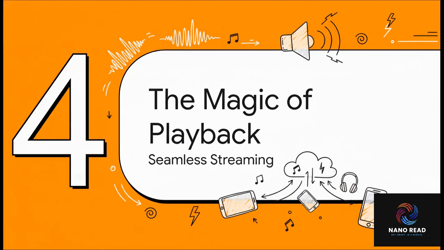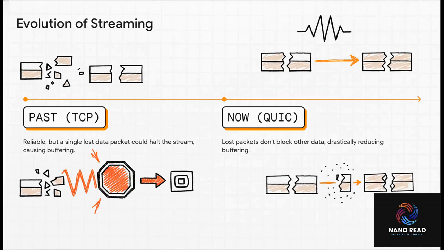Now, for the last and maybe most crucial piece of the puzzle, getting that audio into your ears smoothly without any of that dreaded buffering. You know, for years, pretty much all streaming used a protocol called TCP. It's super reliable, but it has one big flaw. If a single tiny packet of data gets lost on the way to you, the whole stream just stops. It waits, and that's what causes buffering.